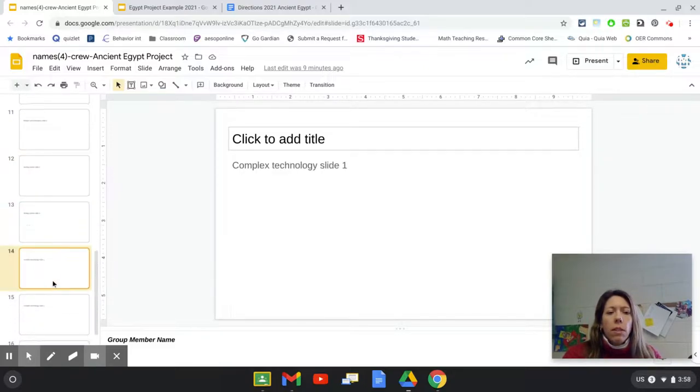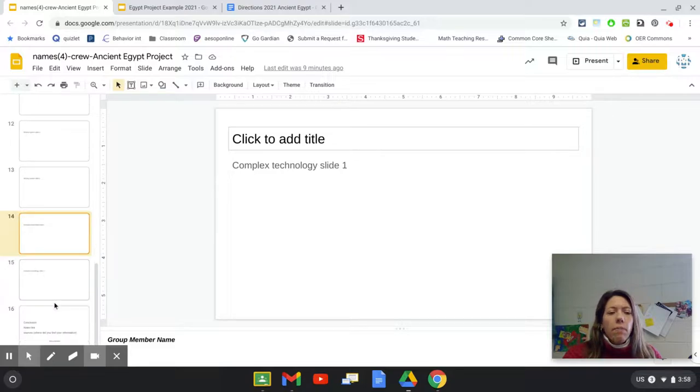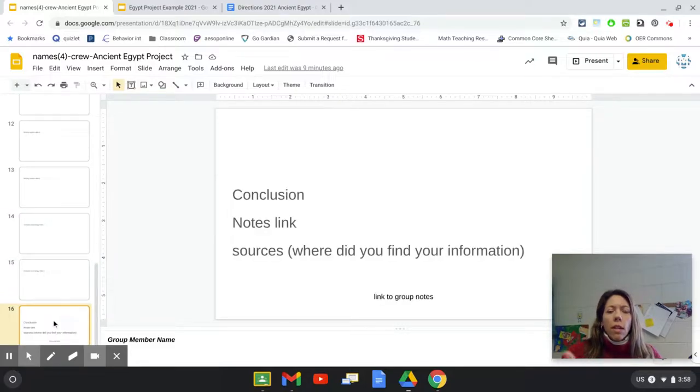Writing systems, technology, and then we get to the end and you need a conclusion. Somehow let us know your project is over, so we will know not to look for any more slides. You'll need to link your notes sheet onto this slide, please. You can just make this a link.